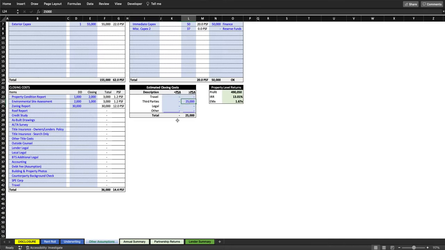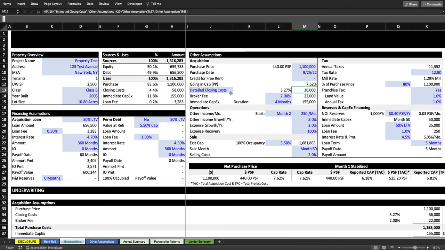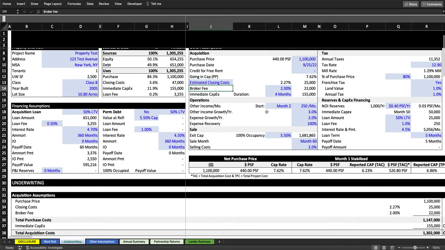And then just type in whatever you want here, prior to the purchase sales agreement, post purchase sales agreement, and it's broken out by travel, third party, legal, other. I mean, you could really just type in whatever estimated closing costs you want, and then that would generate here. So let's toggle this back to estimated. That's going to be about 2.27% of the purchase price. Then you can choose, are you paying a broker fee? If so, what does that percent look like, right? Let's make that 2.5% just for illustrative purposes, and that updates here.